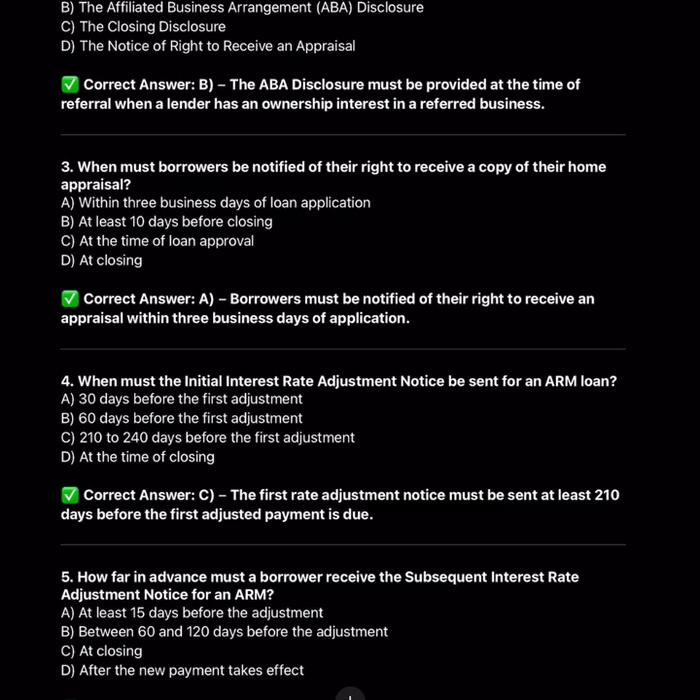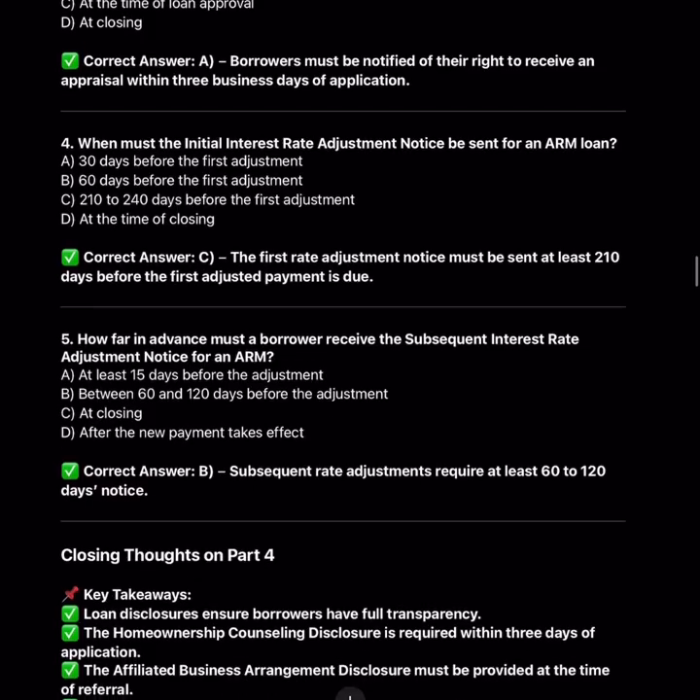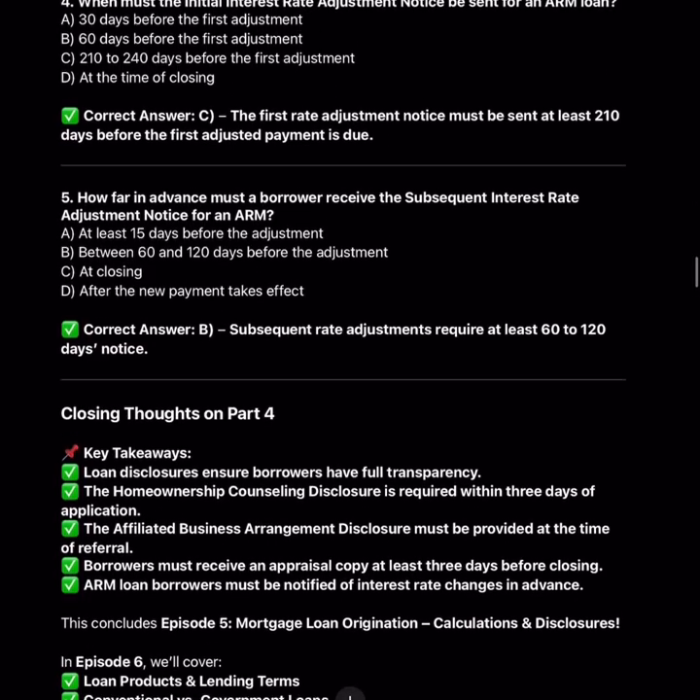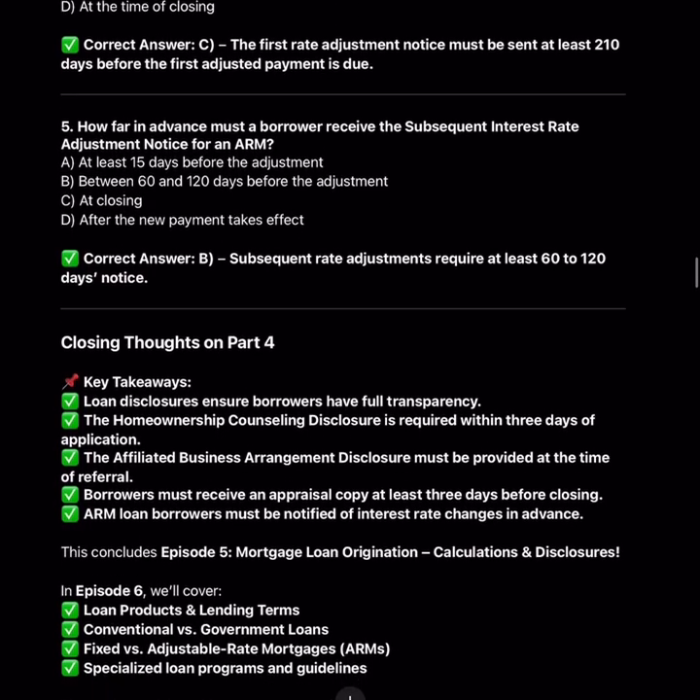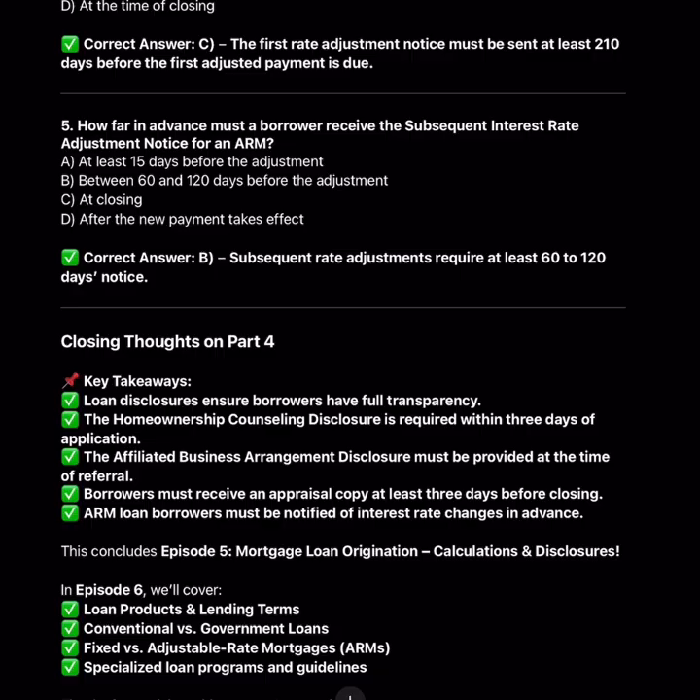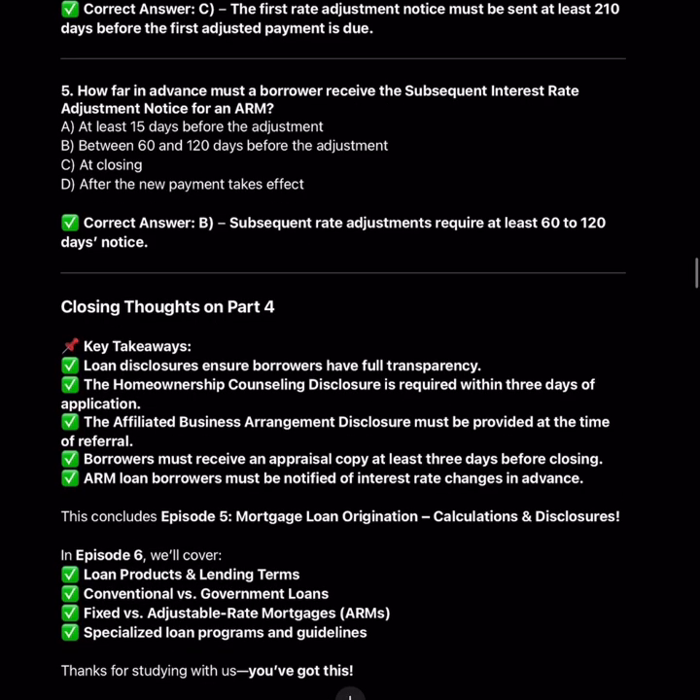5. How far in advance must a borrower receive the subsequent interest rate adjustment notice for an ARM? A. At least 15 days before the adjustment. B. Between 60 and 120 days before the adjustment. C. At closing. D. After the new payment takes effect. Correct answer, B. Subsequent rate adjustments require 60 to 120 days notice.